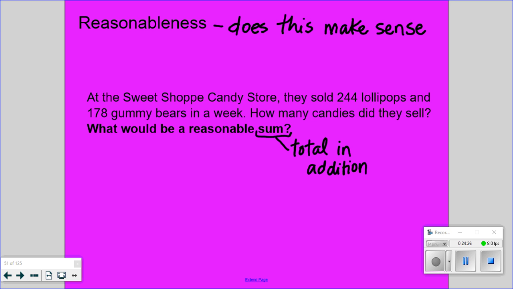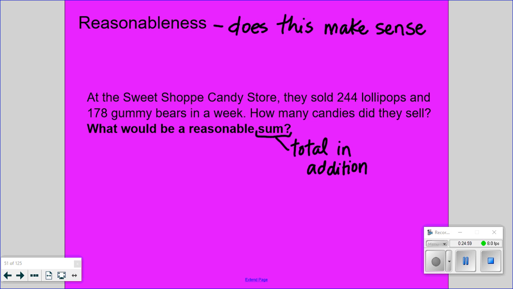Read that problem. I don't want an exact answer, an estimation. What could be a reasonable guess for how many candies they sold in a week? What would be a reasonable answer? It might be easier to ask, what might be a not reasonable answer? What would be like a really bad answer? That might be a better place to start.